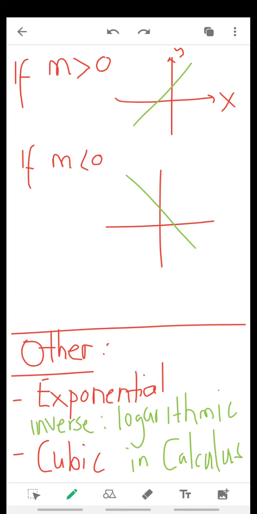And also there's what we call a logarithmic function, which is known as the inverse, the opposite of the exponential function along the line y equals x. Those are mirror images of each other. The exponential function is a mirror image of a logarithmic function. And then we deal with the cubic function when we deal with calculus, which we'll discuss in another presentation.